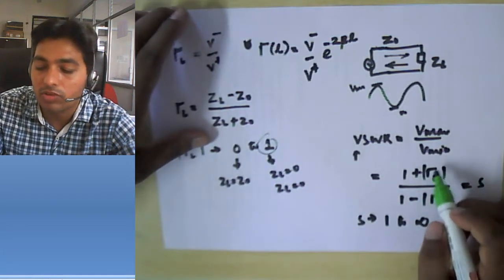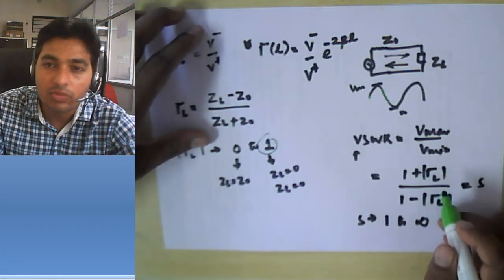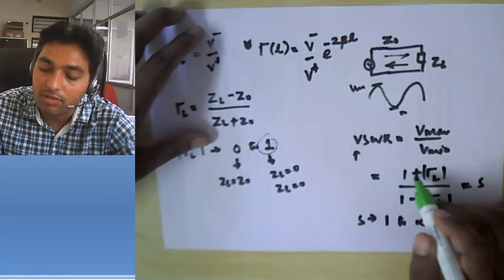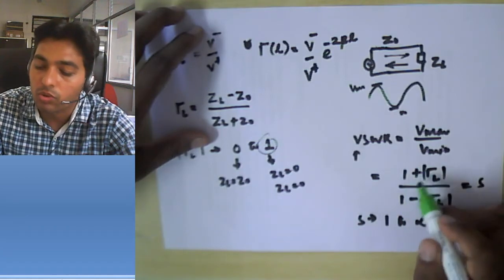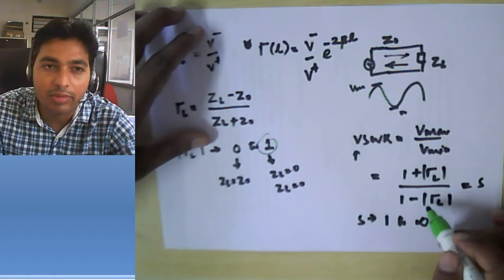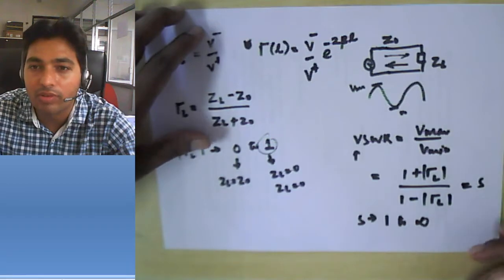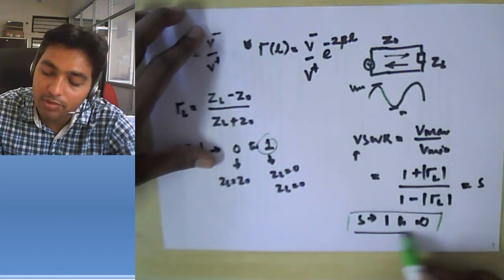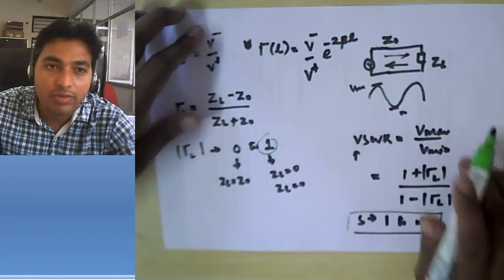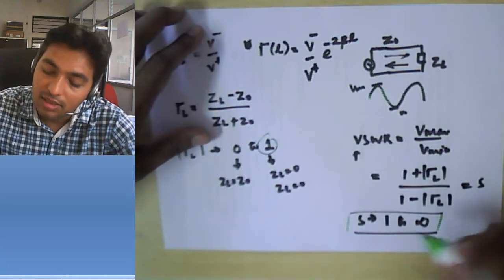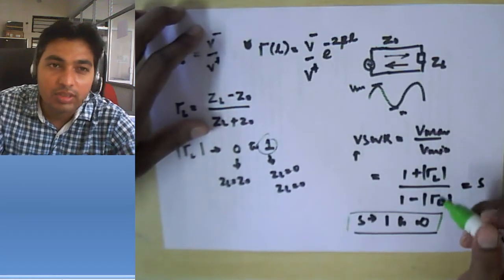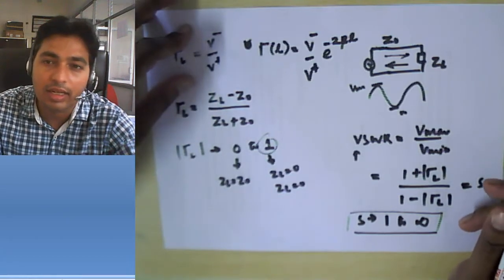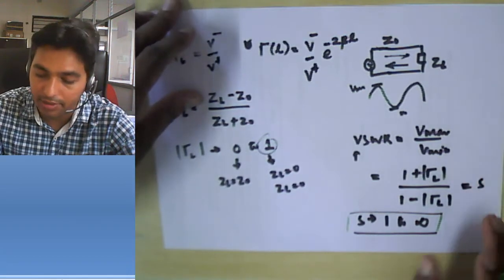So when we substitute the reflection coefficient equal to 1 in this equation, it will result in (1 plus 1), so 2, divided by (1 minus 1), that will be 0. 2 divided by 0 will be equal to infinity. So VSWR infinity corresponds to reflection coefficient equal to 1, which is the reflection coefficient of a worst case condition, that will be either an open circuited line or a short circuited line.